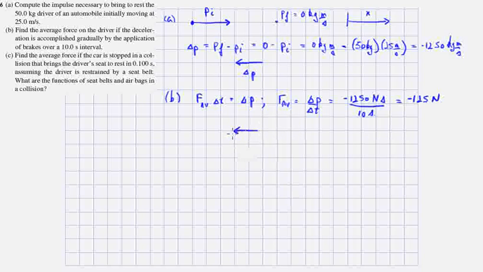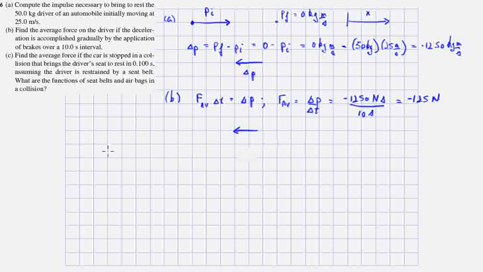Part C, find the average force if the car is stopped in a collision that brings the car's seat to rest in 0.1 seconds, assuming the driver is restrained by a seatbelt. Okay, so we have the same delta p here. We're going to use the same equation again, but the delta t instead of being 10 seconds is going to be 0.1 seconds. Okay, so there is a factor of 100 between 0.1 and 10. So I'm expecting this to go up by a factor of 100.